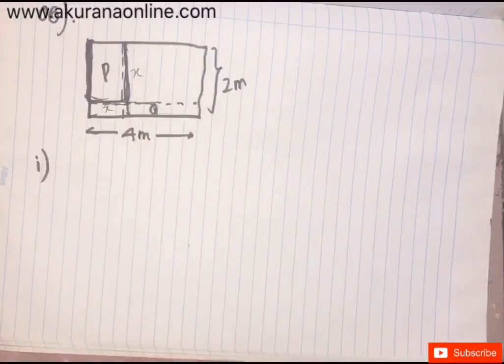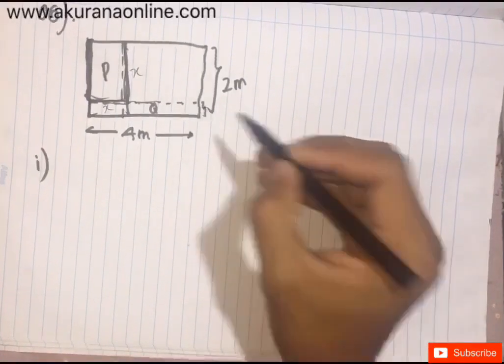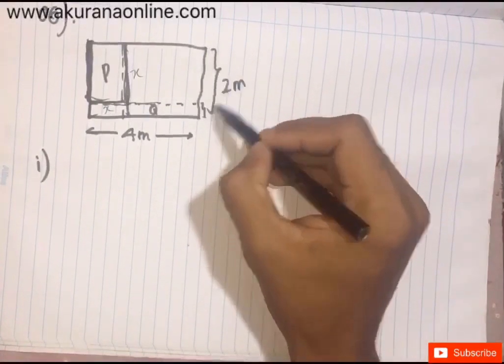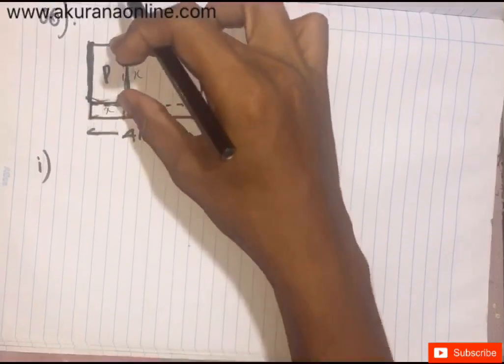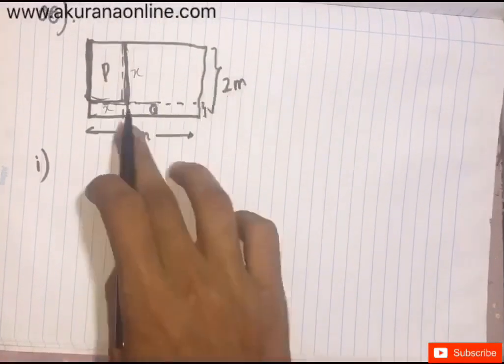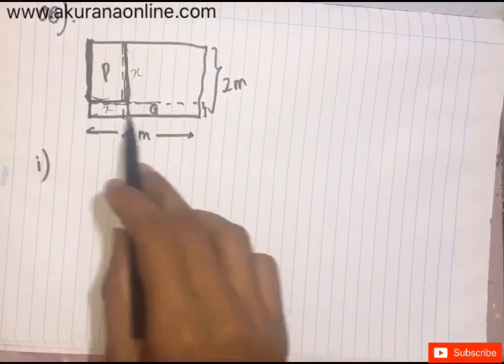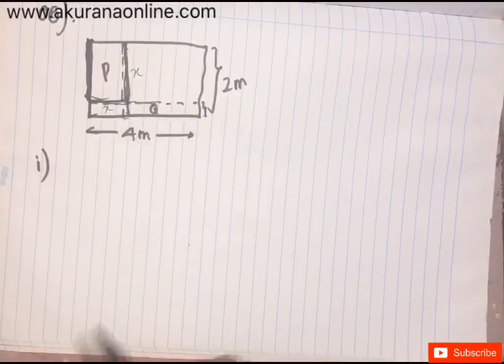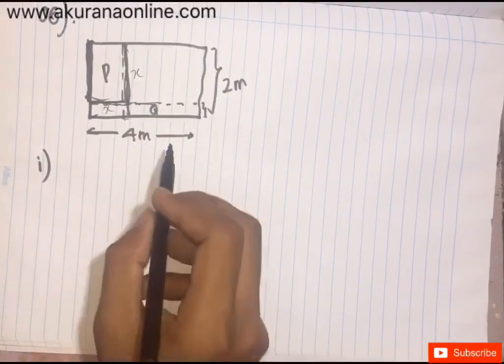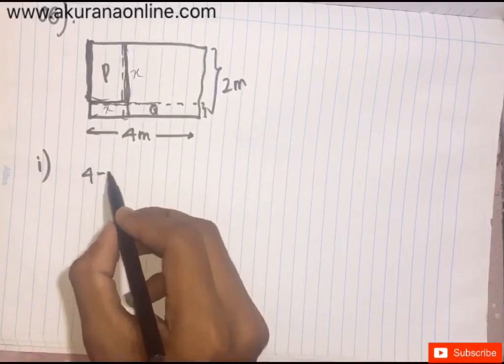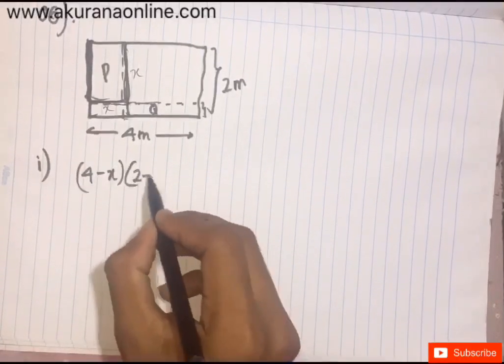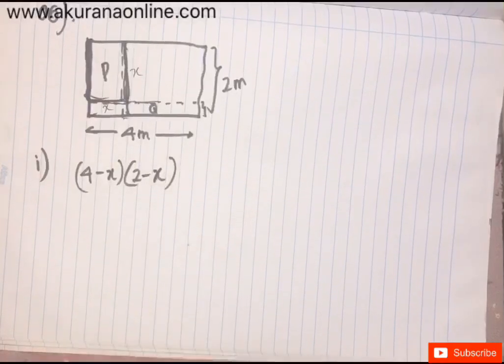How do you find out? Okay, this is the way. Now, in order to find the area, you should know the length and breadth. Now, since this total length is equal to 2 meters, out of that this is equal to x. Then what is the balance? 2 minus x. That is the breadth. Also the length total is equal to 4. This part is equal to x. Therefore the balance is 4 minus x. Therefore, in order to find the area, you have to multiply both these. Got it? Okay.